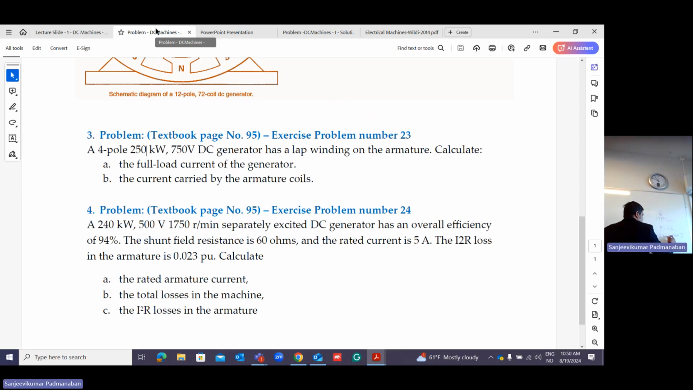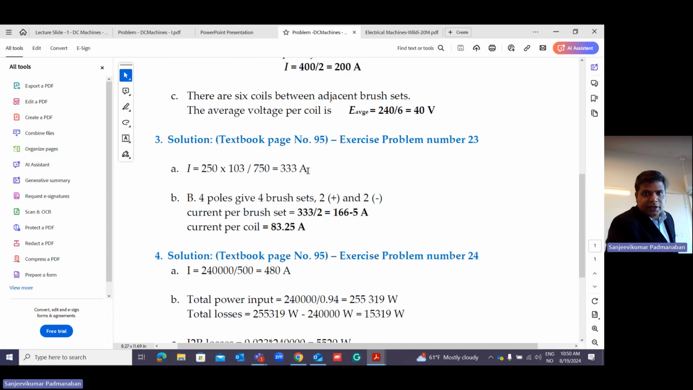How to calculate the current? Power equals V into I. Power is 250 kilowatt. Voltage is 750. So I can easily calculate my current. How much? 333. So there is a small error here. Please change it. So 333 ampere. The answer is correct, am I right?